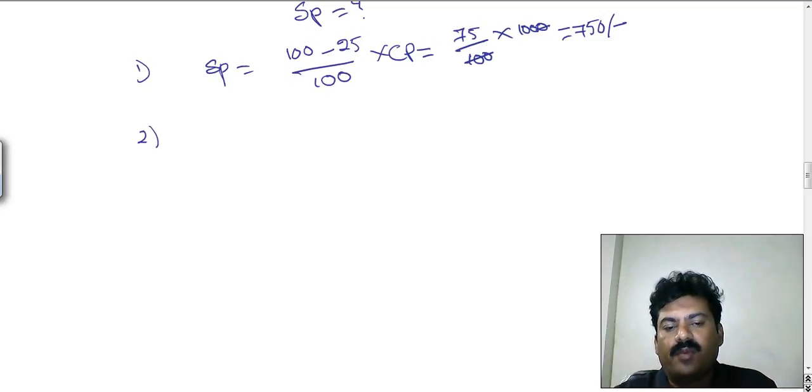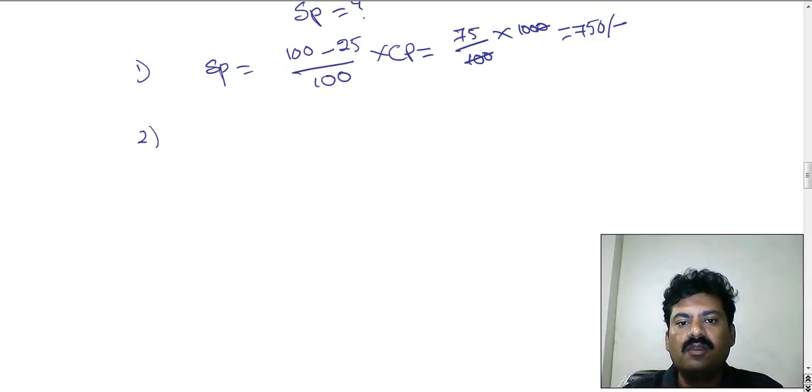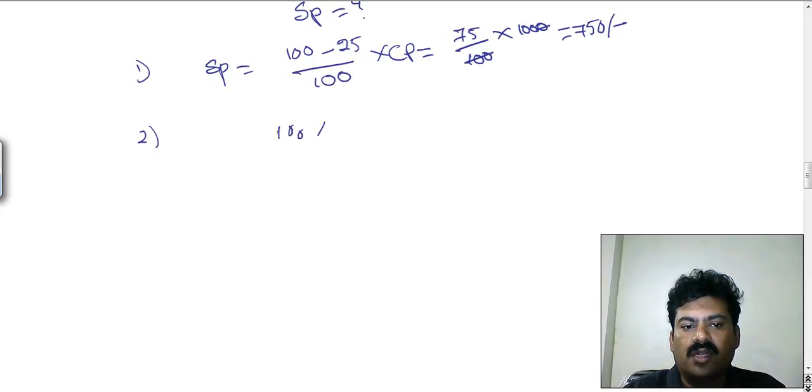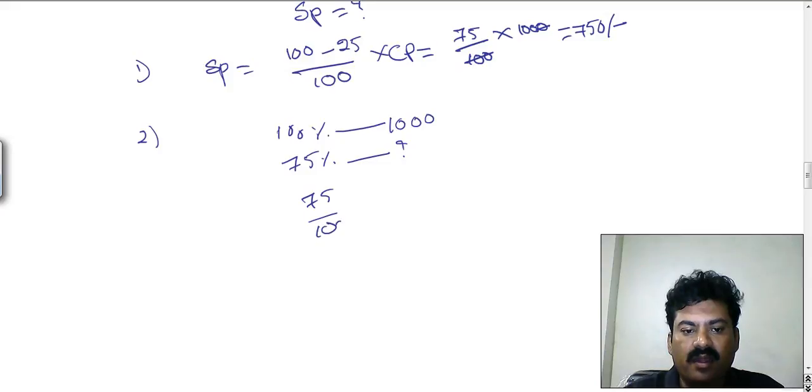In the second mechanism, suppose I am going for the second one. Initially, we have taken 100% amount. After selling an item, there is a loss of 25%. The remaining is 75%. That means our selling price is equivalent to 75% of the initial amount taken. Now for this, 100% of the amount initially taken is equivalent to 1000. Now the remaining amount available is 75%. Is how much? Is 75 by 100 into 1000.